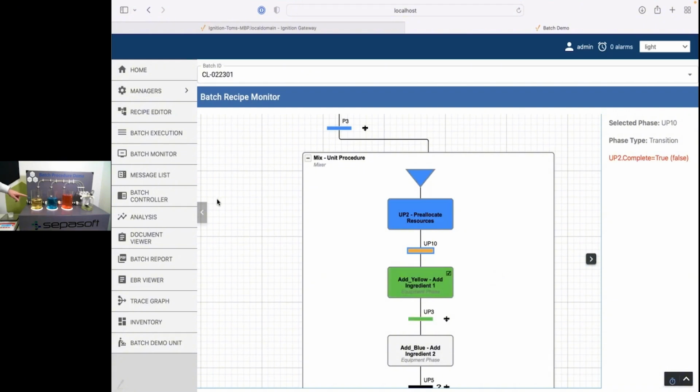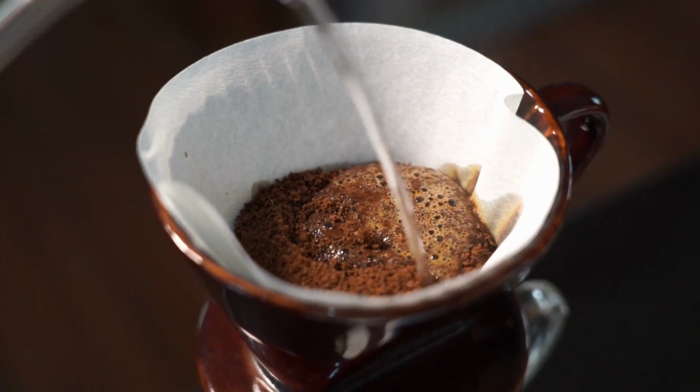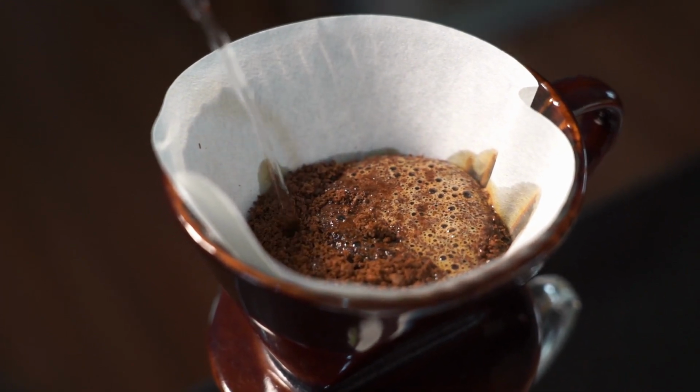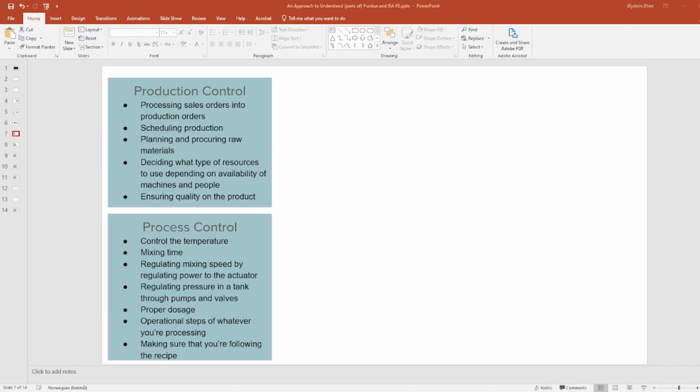One way of looking at it can be that production control is about making the right thing, and process control is about making the thing right. If you have made a perfect cup of coffee, it won't help if the customer ordered hot chocolate. However, if you got the order right, it won't help if you left the chocolate too long on the stove and it got burnt. You didn't make the thing right.